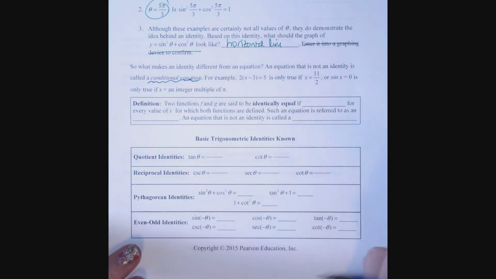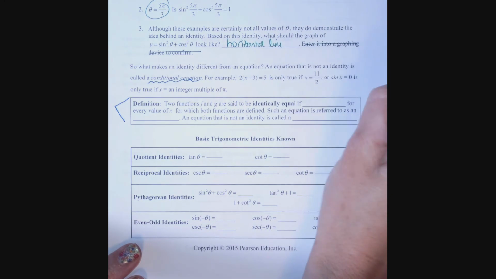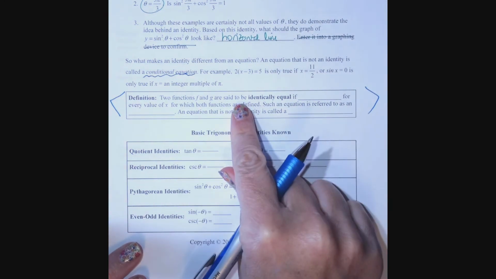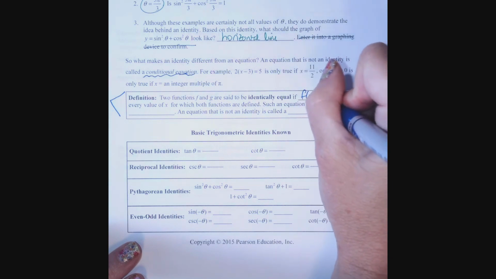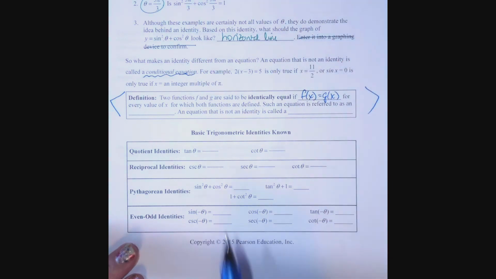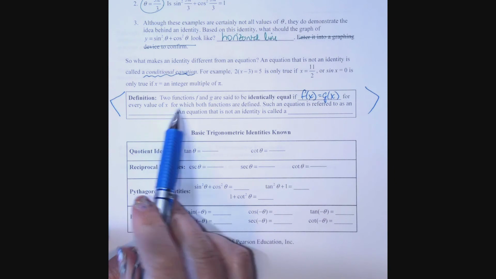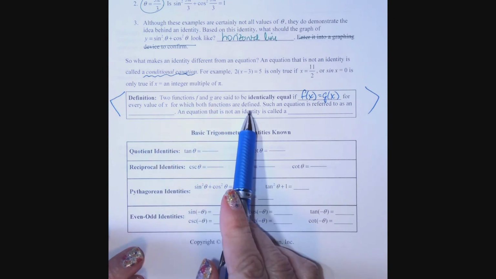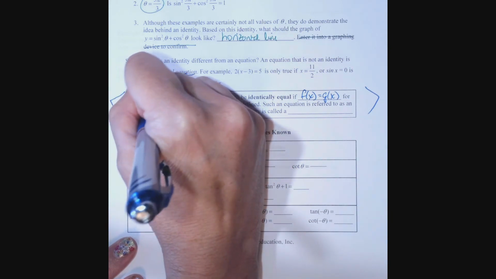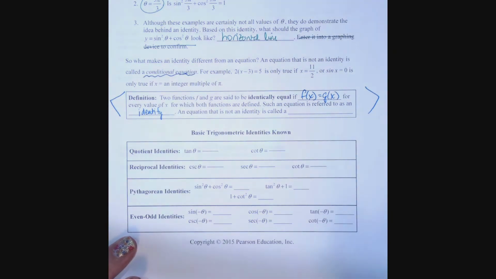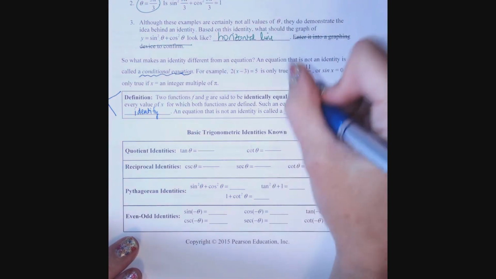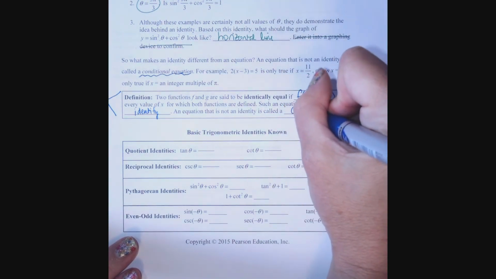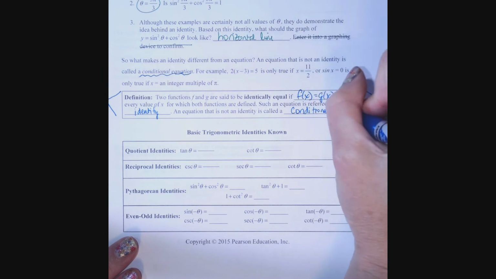Our definition for an identity right here. Two functions f and g are said to be identically equal if f of x equals g of x for every value of x for which both functions are defined. Such an equation is referred to as an identity. They are true for every value in the domain. An equation that is not an identity, that's not true for every value in the domain, is called a conditional equation.